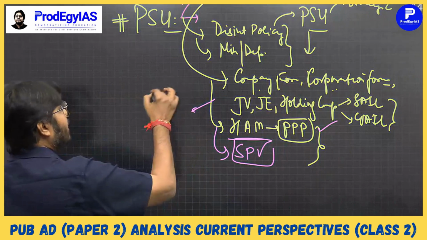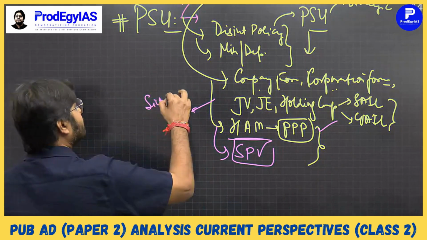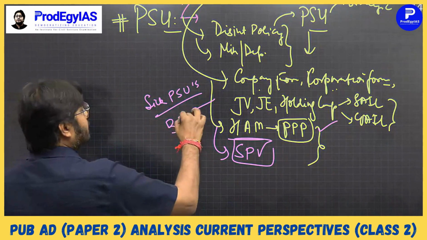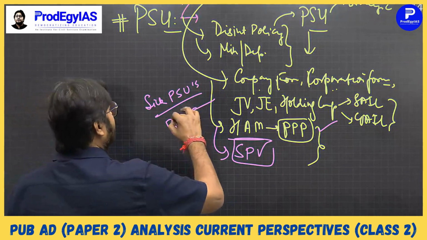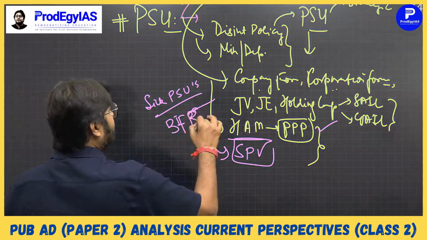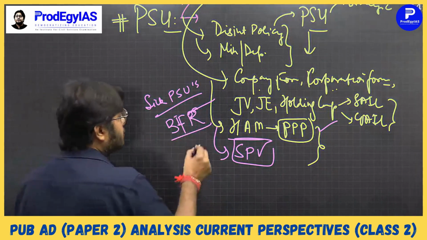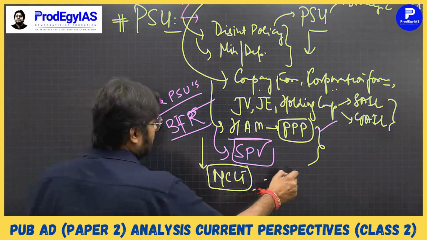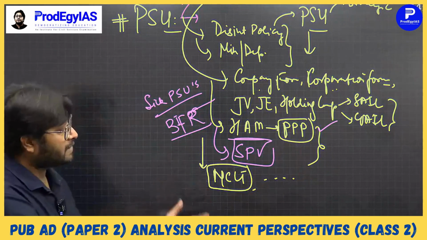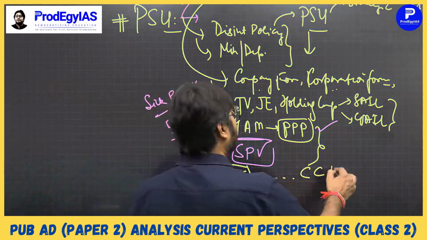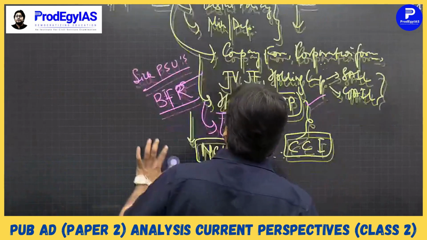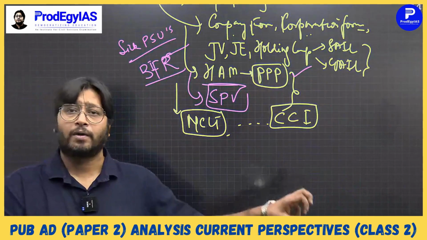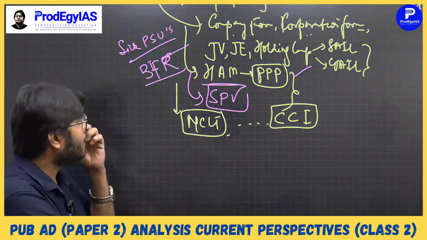Reasons for failure of many PSUs, sick PSUs, BIFR, sorry, Board of Industrial and Financial Reconstruction. Impact of NCLT likewise. There was controversy related to NCLT and the Competition Commission of India. Kindly look into that aspect also. Like I said, without data, you cannot. So kindly look into that.